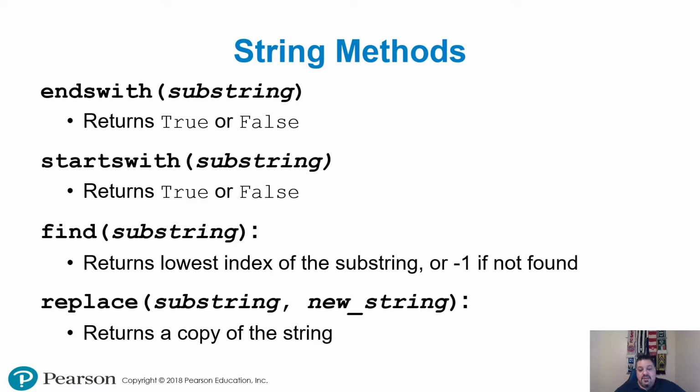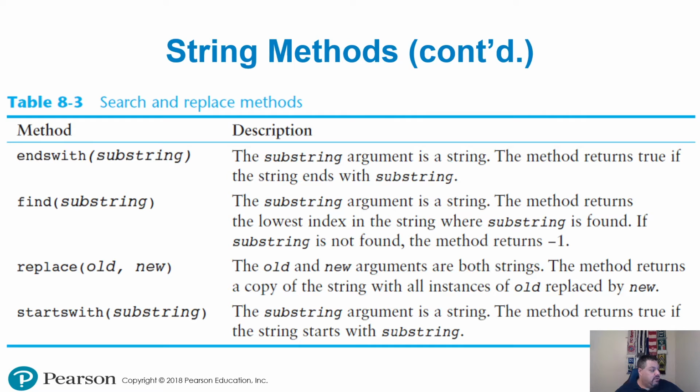And then replace, again, returns a copy. It's a return function, and it returns a copy of the string where every occurrence of whatever you type in for substring is replaced with what you pass in there for a new string. So we can look at some of these. Again, here they are. I'll just leave this up for a little bit here. This is right out of your book. Again, table 8.3.